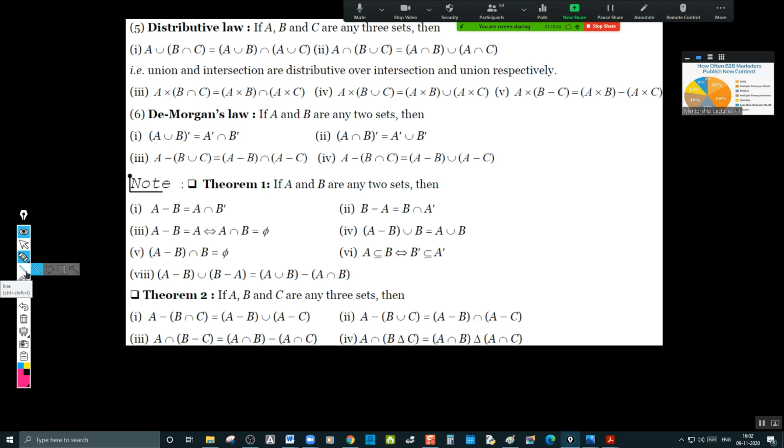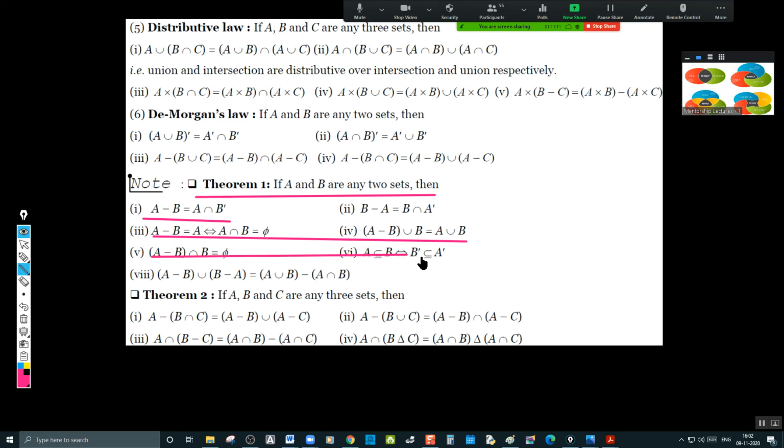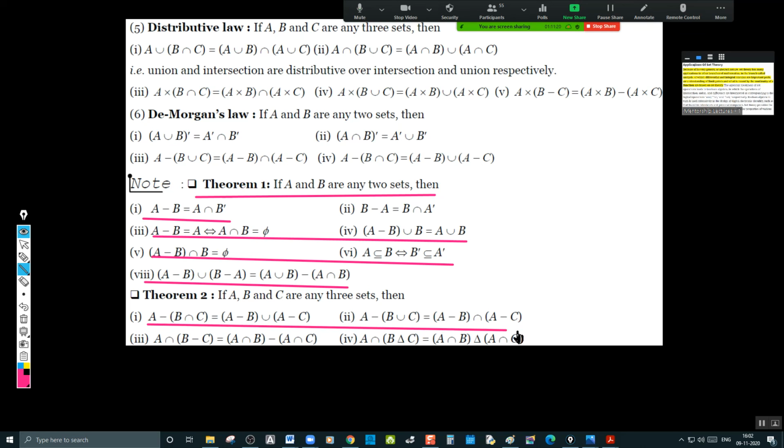Now, the next part of it. A and B are any two sets. A minus B is equal to A intersection B complement. This is very simple. A minus B means only A. Only A means A intersection B complement, which means A intersection B is deleted. Similarly, B minus A can be defined. All these are directly understood. I need not explain this again. This is what we have discussed already in De Morgan's laws.